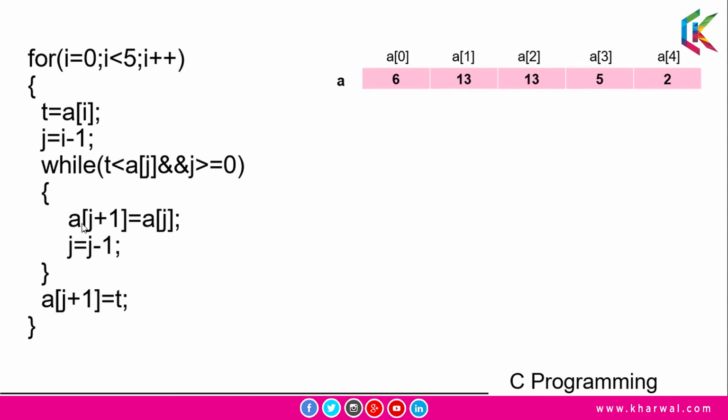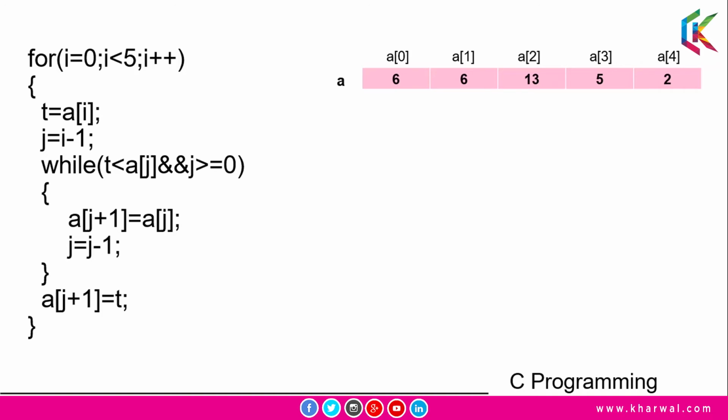So a of 0 will be shifted to a of 1. So 6 will be shifted to here like this. And then j will be decremented by 1. So the value of j will be minus 1. And now it will again check this condition, and control will come out from this while loop, and after that this statement will be executed.